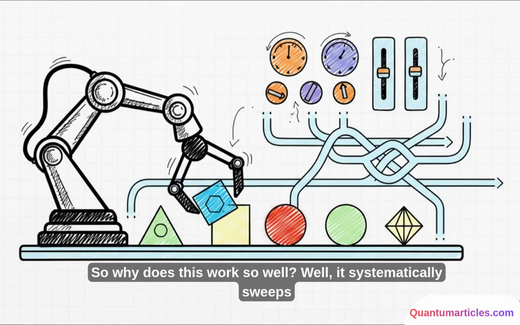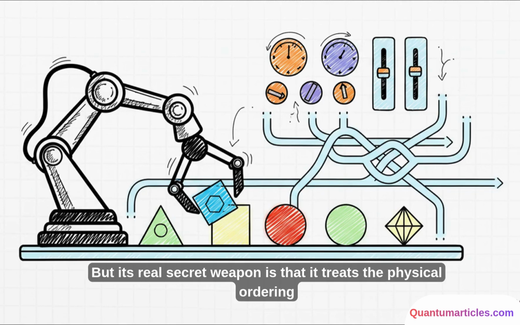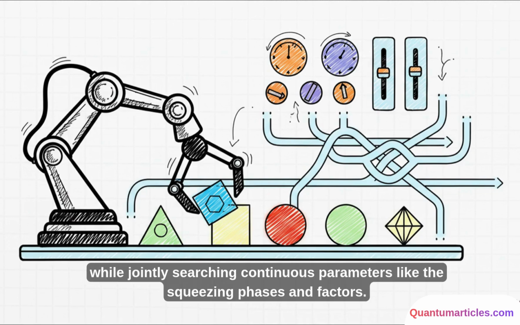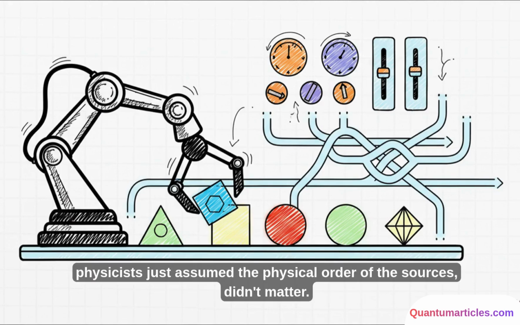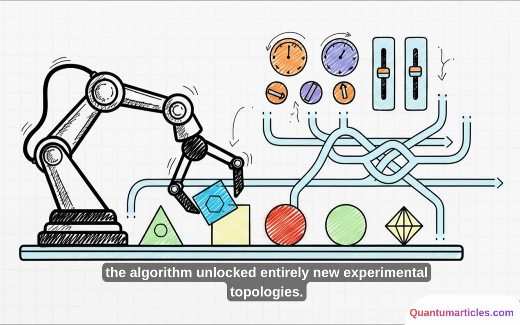So why does this work so well? Well, it systematically sweeps target fidelities from 75% all the way up to 99%. But its real secret weapon is that it treats the physical ordering of the SPDC crystals as a discrete search variable, while jointly searching continuous parameters like the squeezing phases and factors. In the old low-gain regime, physicists just assumed the physical order of the sources didn't matter. They assumed the sources commuted. By throwing that assumption out the window, the algorithm unlocked entirely new experimental topologies.